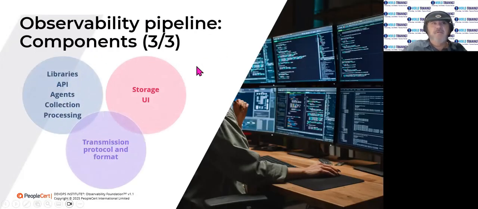This is just a summary of what we just said. There are basically three types of components: libraries, APIs, agents, and collection and processing back at the application side; storage and UI at the user side; and then in between, transmission protocols and formats.